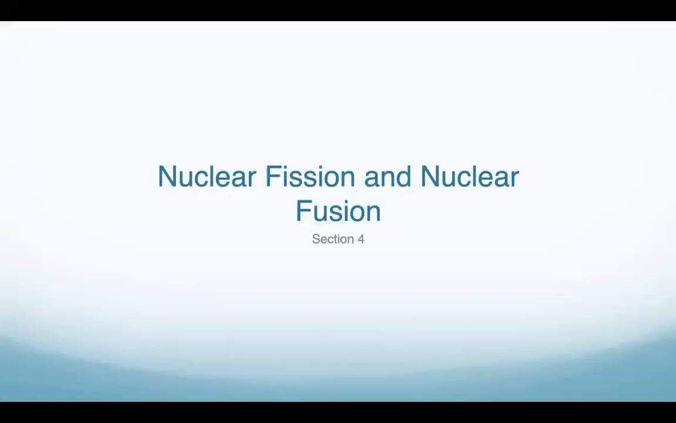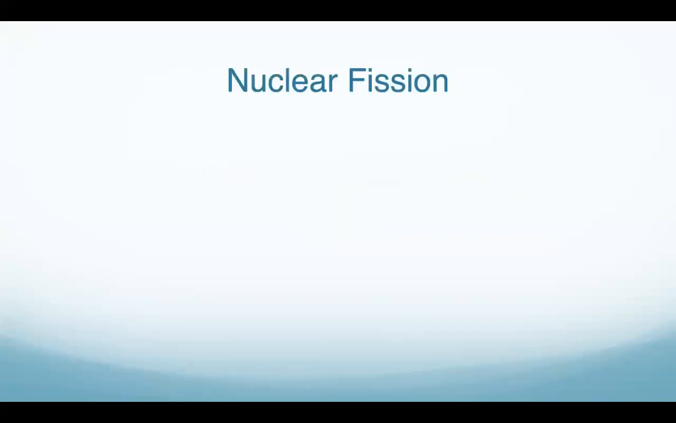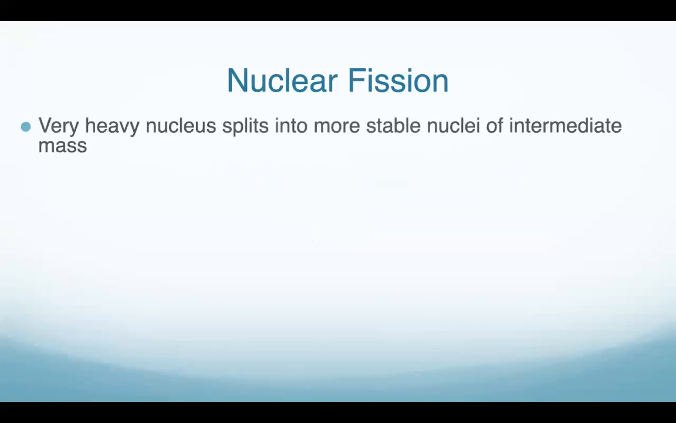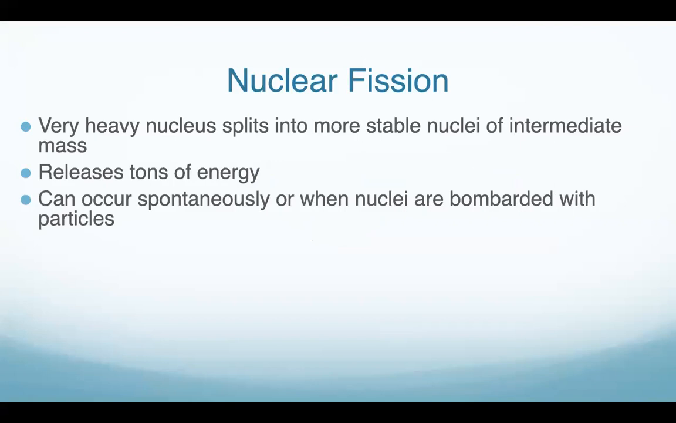And this section covers both nuclear fission and nuclear fusion, which I mentioned yesterday. Fission is when you split an atom, and fusion is when you put two nuclei together to form a new one. So again, nuclear fission is when a very heavy nucleus splits into more stable nuclei of intermediate mass. This releases tons of energy. This can occur spontaneously, or it can occur when the nuclei are bombarded with particles.